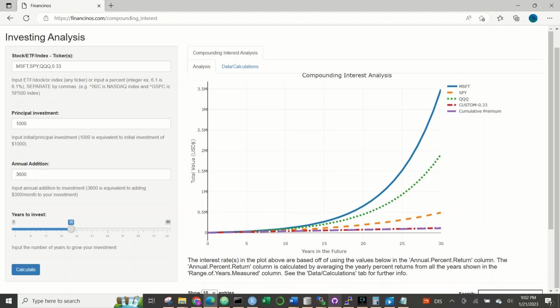Hi, today we are going to talk about compounding interest analysis. So let's go ahead and get started.